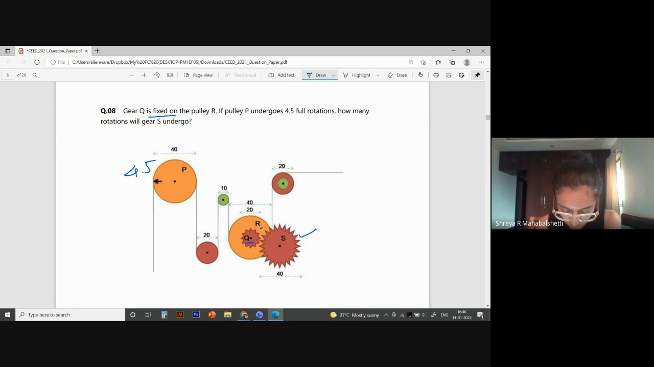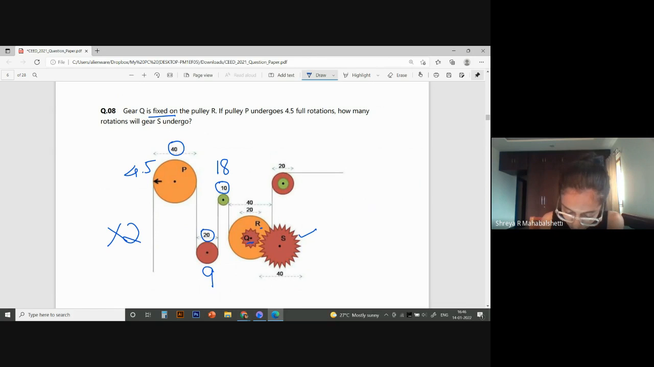So if this is making 4.5, the smaller one will make double of it. Okay, because the diameter of this is 40, of this is 20. It is 2 times smaller, hence the rotation will also be 2 times. So this makes 9 rotations. If this makes 9 rotations, here the diameter is 20, and this is half of that. So if it is smaller, 9 becomes 18 rotations. Okay. Bigger the pulley, lesser the rotation. If your diameter has halved, then your rotation will double. Similarly, your diameter has become half here, and so your rotation has doubled.